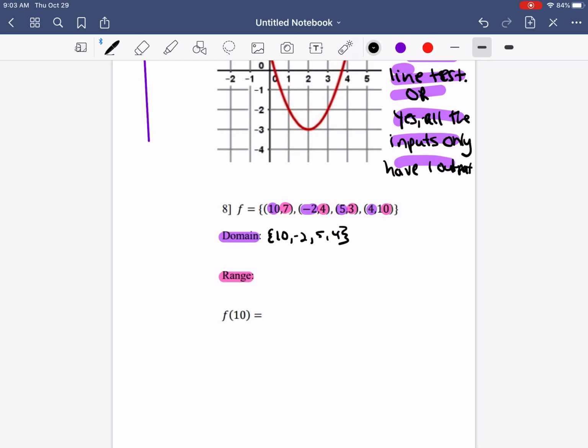Okay, and then the range is all the pink highlighted y values. There's not a question like this on the quiz, just they want to know whether it's a function or not, which we'll get to in a minute. So that's another way to write domain and range. And if they give you a set of points like this, you just separate the x values from the y values.